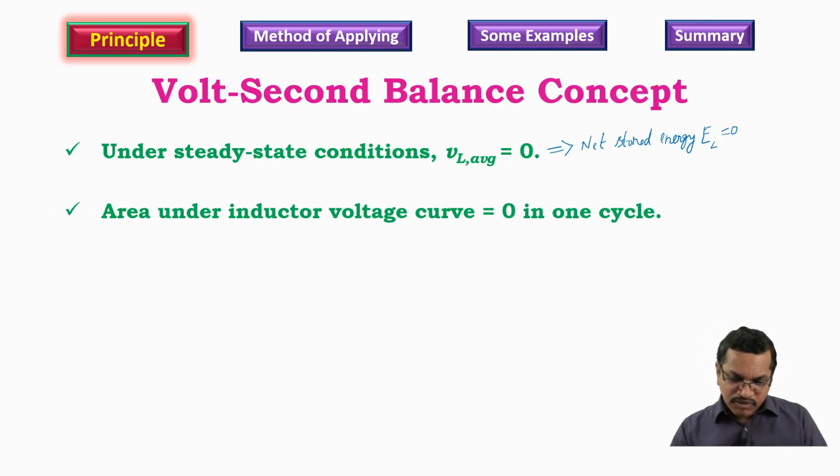Now, the significance of this equation, or the net energy stored, is that if one draws the inductor voltage waveform, the area under that curve will be 0. Again, this is in one switching cycle, which means when the switch is turned on, the inductor might be storing energy, and when the switch is turned off, whatever energy was stored during the on cycle, the entire energy should be transferred to some other element. That is the basic principle behind volt-second balance.